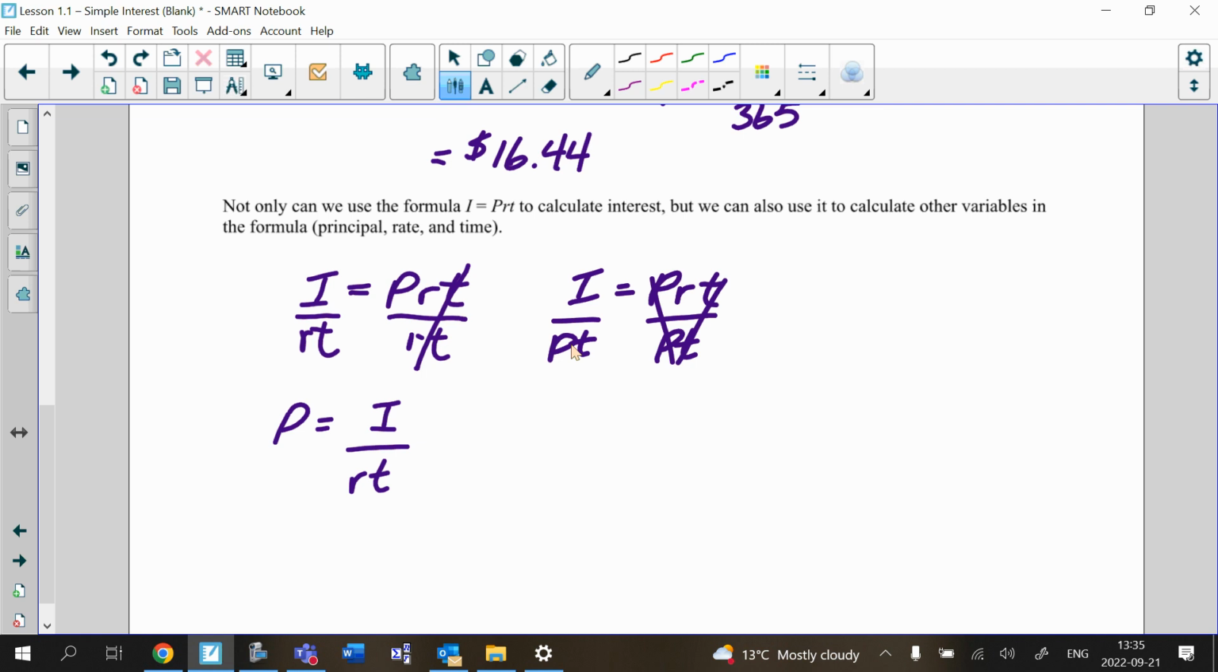And finally, what if I was given the interest, but I wanted to find the time? So I was given the interest, the principal, the rate, and I wanted to find the time. Well, to get time by itself, I divide this side by PR to cancel it out, which means I've got to divide the other side of the equal sign by PR. So to find the time, we take the interest and divide it by the principal times the rate.